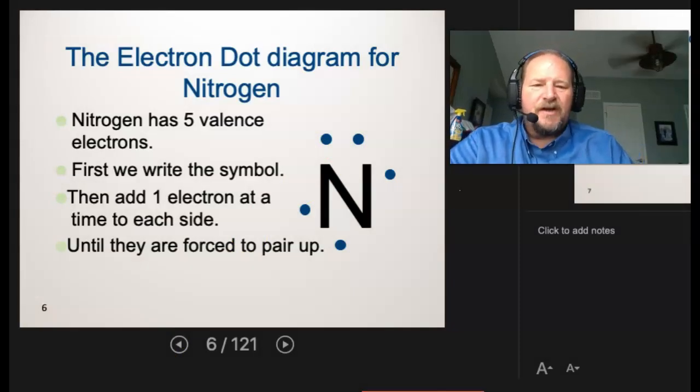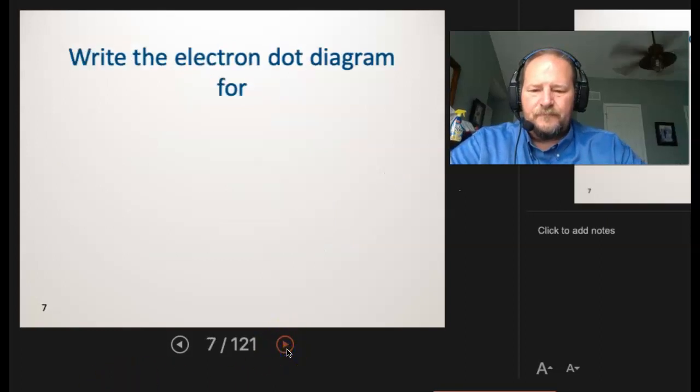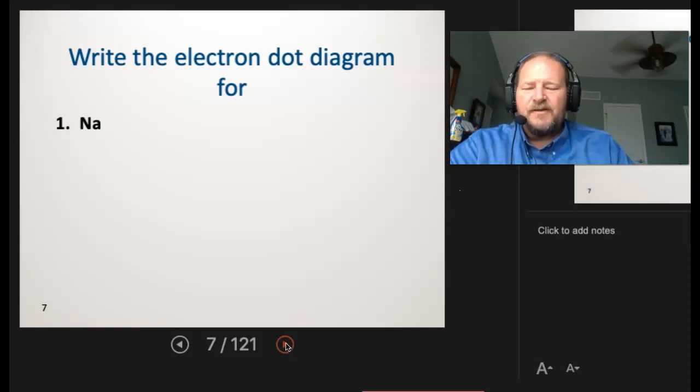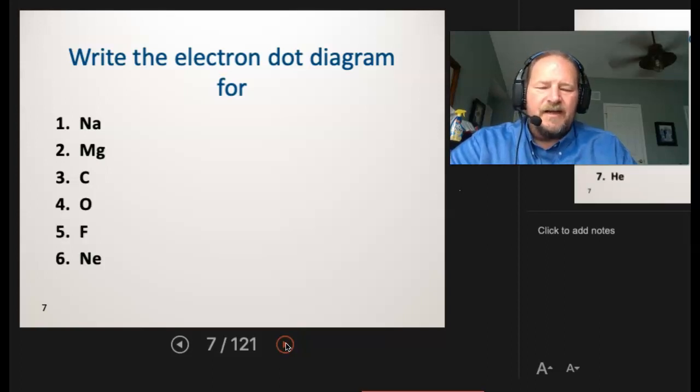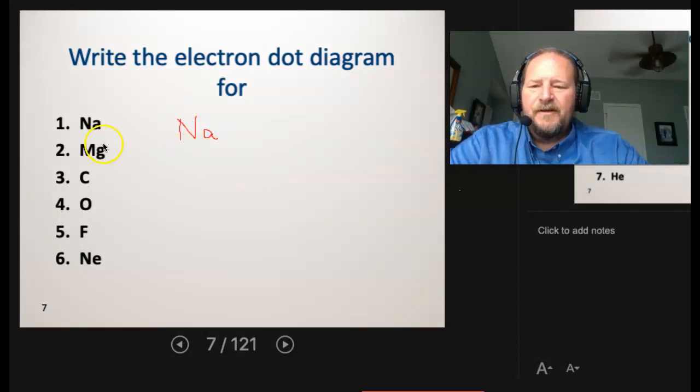So let's just try a few and see how we do. Write the electron dot structure for sodium, magnesium, carbon, oxygen, fluorine, and neon. So you might want to pause here, give yourself some time. I'm going to go right into it. So we have sodium, and of course it's in group 1A, so it gets 1 dot. So I'm just going to put a single electron right at the top.